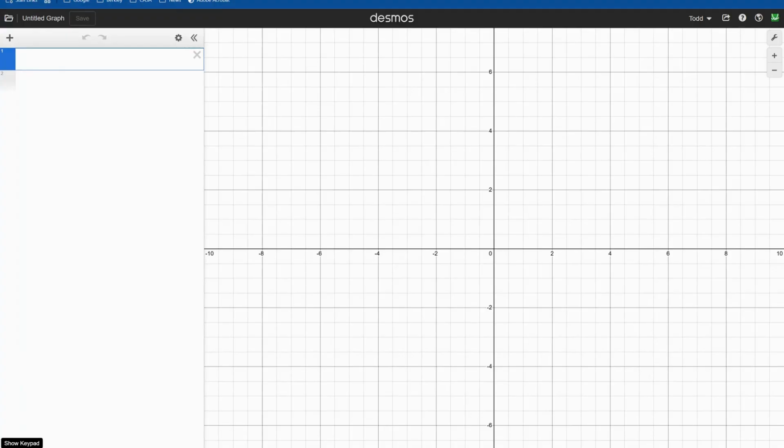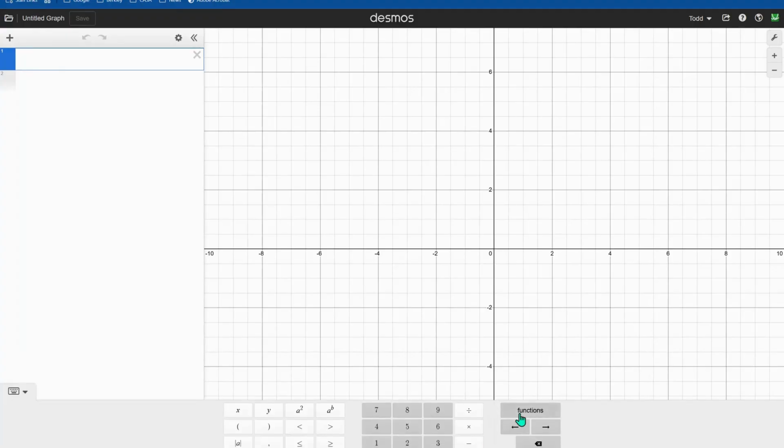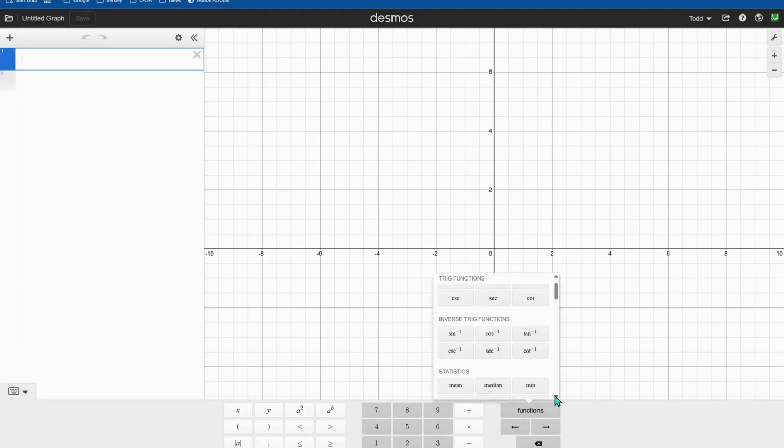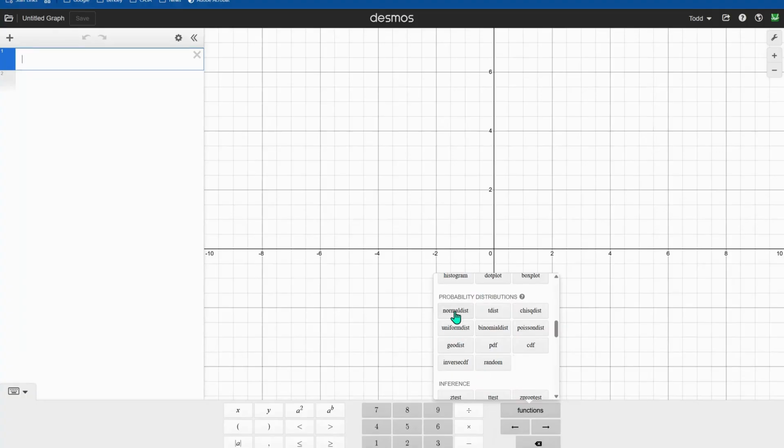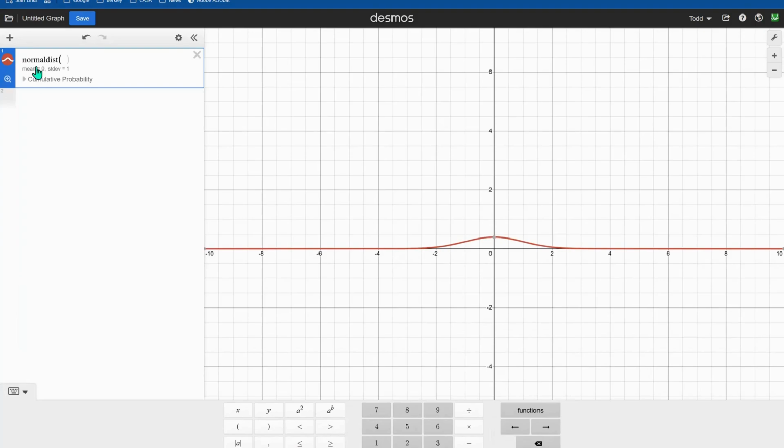I am going to go to the show keyboard, and under functions, down in an area called distributions, probability distributions, there is a command called normal distribution. I'll hit that button, and you'll see that the words normal distribution show up there. Now we can create the normal distribution that mimics Tiger Woods's driving capability. It has a mean of 304, then we hit comma, and then 8 for the standard deviation.